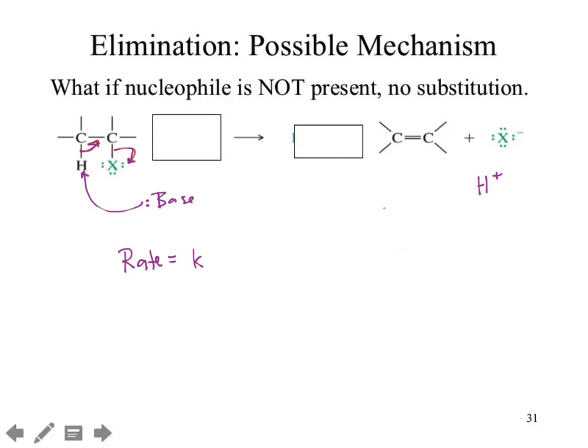What are the reactants in this reaction? Well, we have a base and we have that carbon halide structure, which I'm not going to draw the rest of. How many species are in my rate law? Two. That would be known as what kind of order? Second order, also known as bimolecular. This is an elimination mechanism of the type 2.